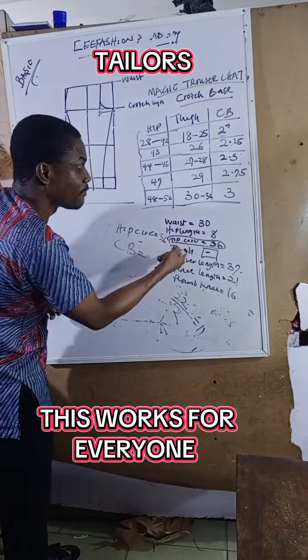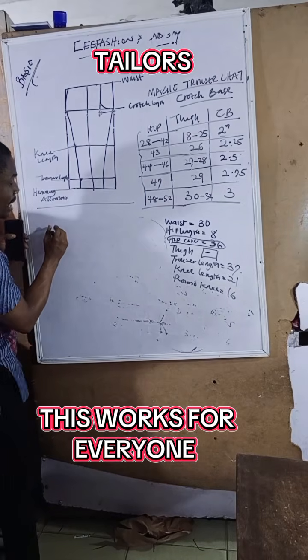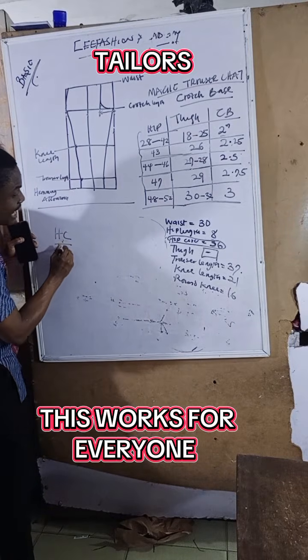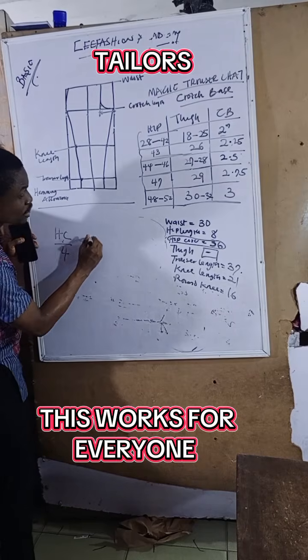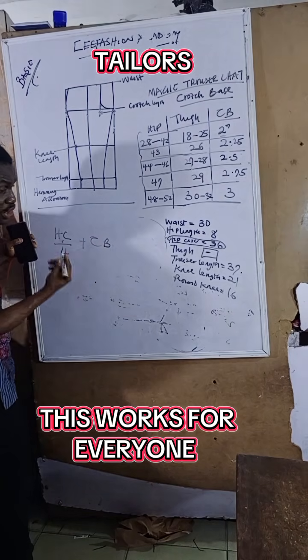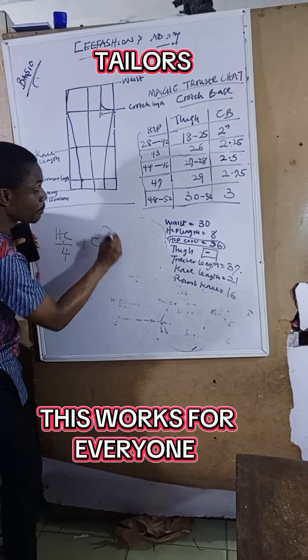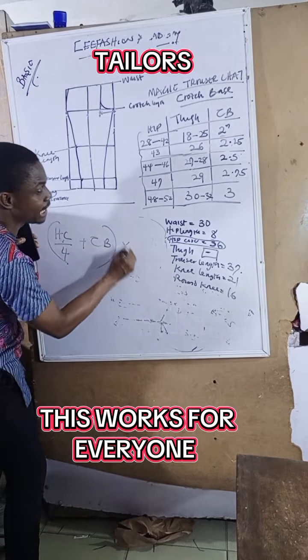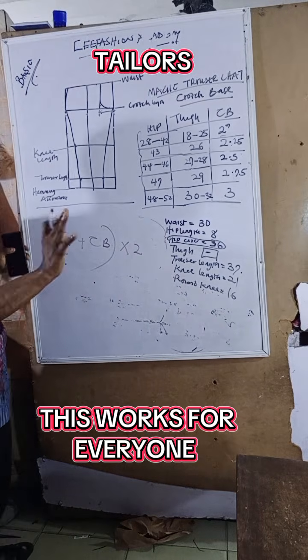So here is the formula. Now look at it. The formula is the hip circumference divided by 4, plus the crotch base. You already know what the crotch base is. Now bracket open, bracket close, times 2.